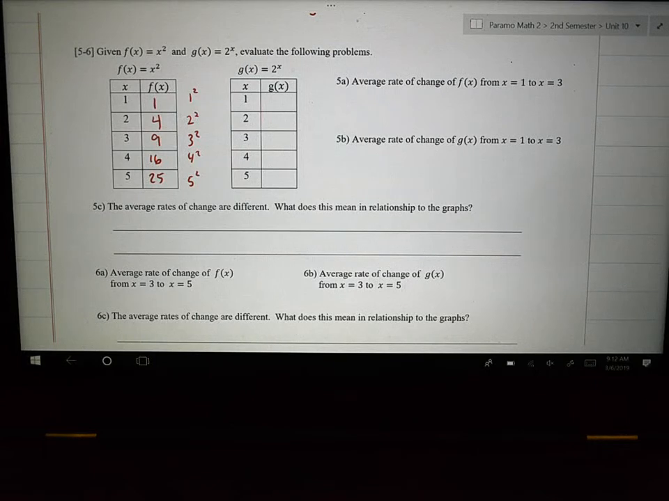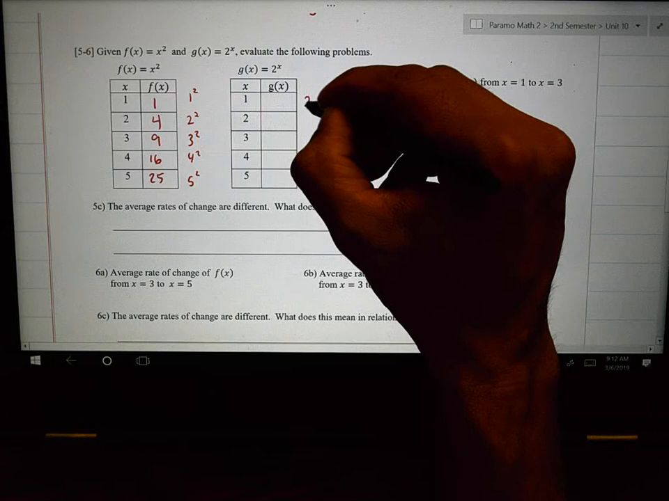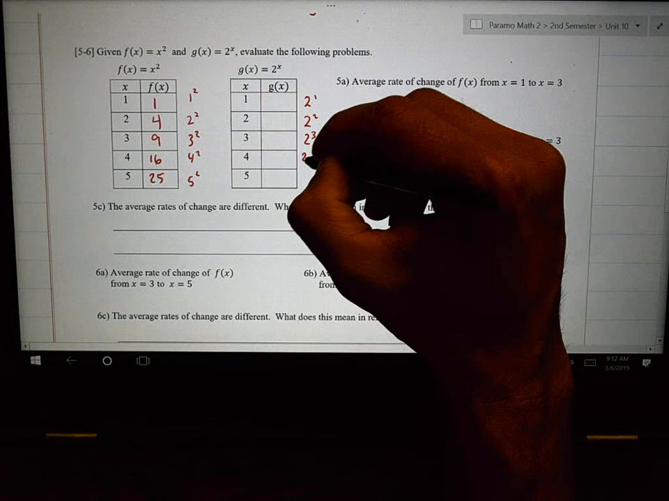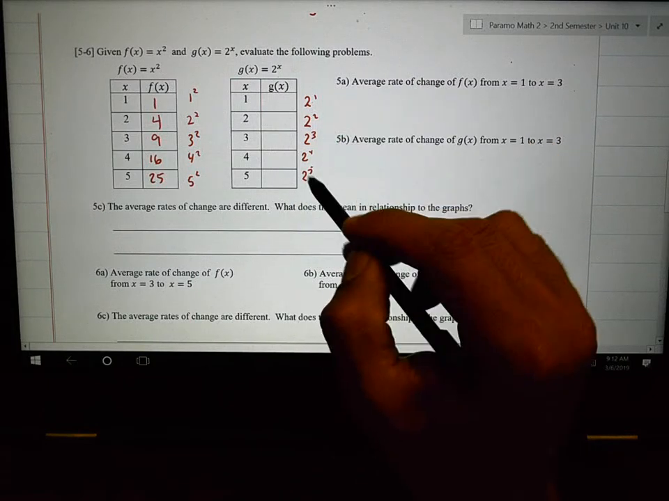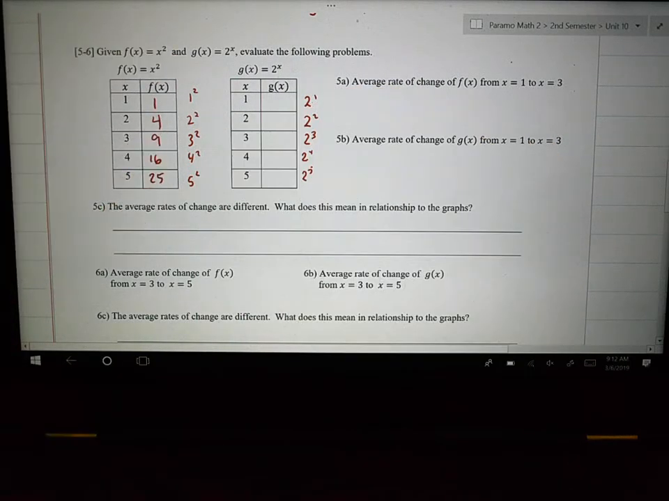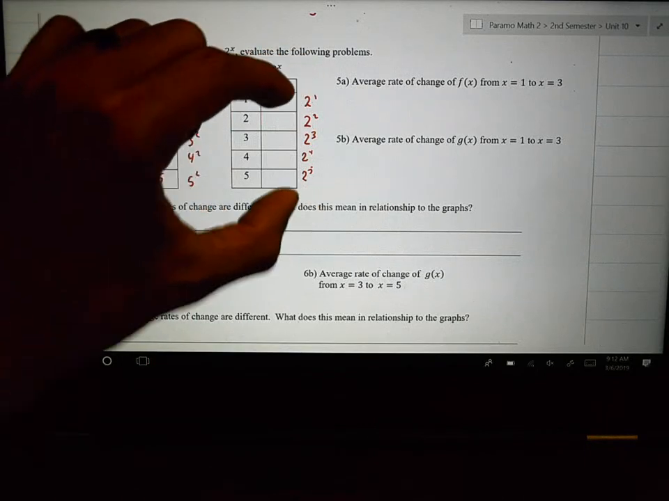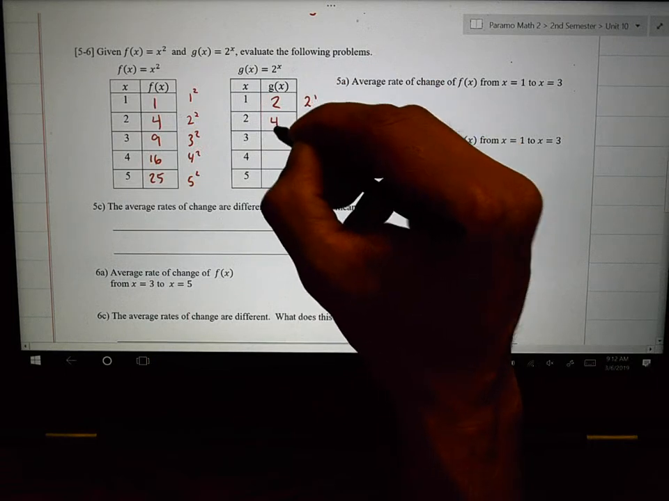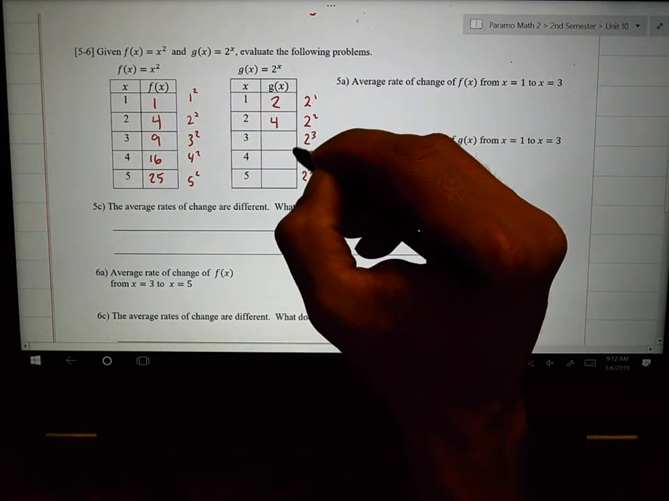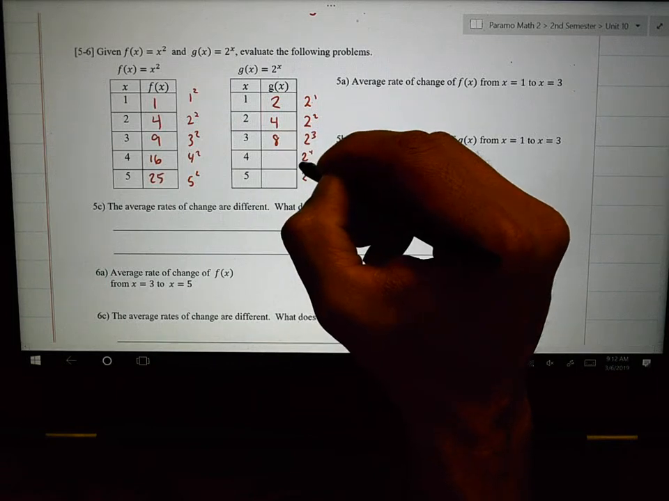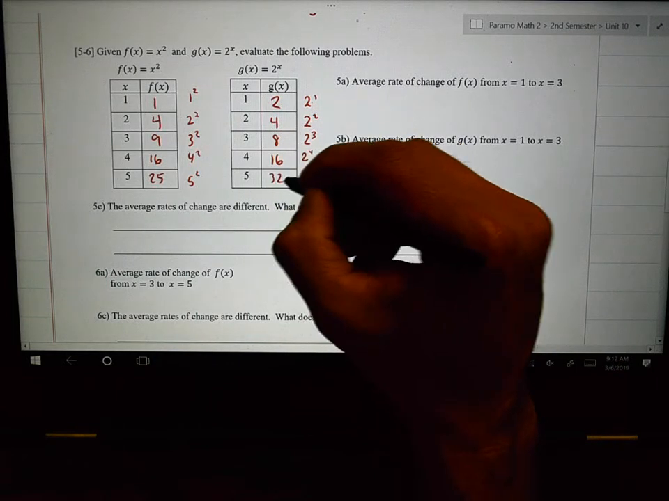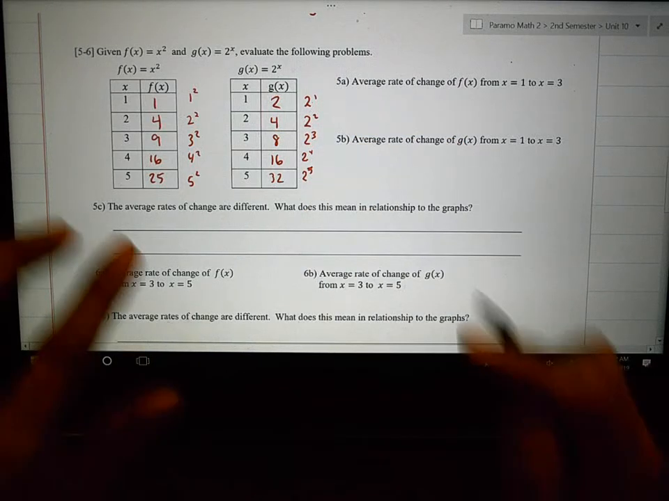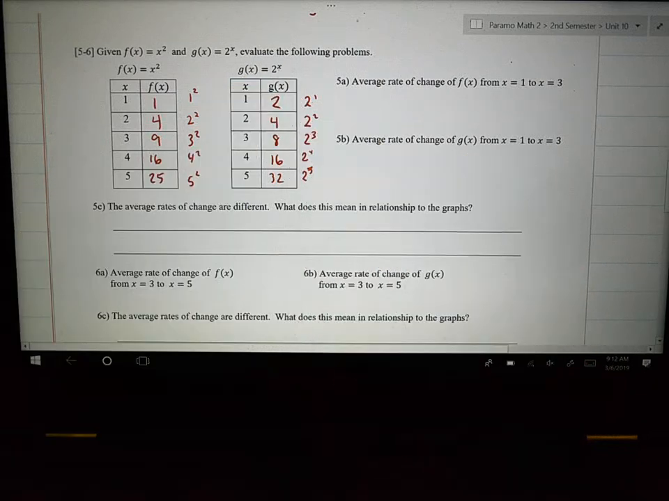So if I do 2 to the first, or 2 to the second, or 2 to the third, or 2 to the fourth, or 2 to the fifth, these are going to be different than these ones. These are all squareds. These are all 2 to the first. Well, let's see. 2 to the first is 2. 2 to the second is 4. 2 to the third, 2 times 2 times 2 is 8. 2 times 2 times 2 times 2 is 16. It's 32. If you don't believe me, use a calculator. Double check that. I'm plugging in the values into those functions.